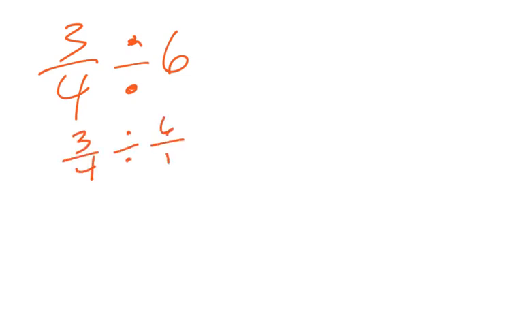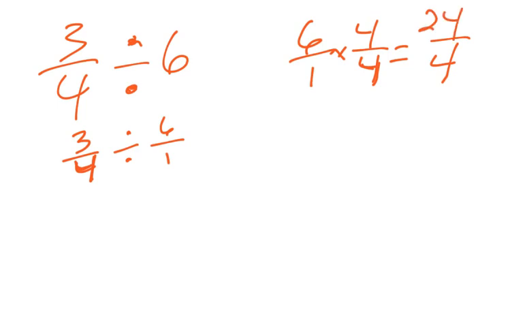If I go 3/4, I want to divide that by 6. So this is actually going to be 3/4 divided by 6 over 1. Now I need my 6 over 1 to be in fourths. Well, all I'm going to do is come over here, and I need that to be in fourths. So I'm going to say, how do I get from 1 to 4? Well, I have to multiply by 4. If I multiply my denominator by 4, I have to multiply my numerator by 4. 6 times 4 is 24.